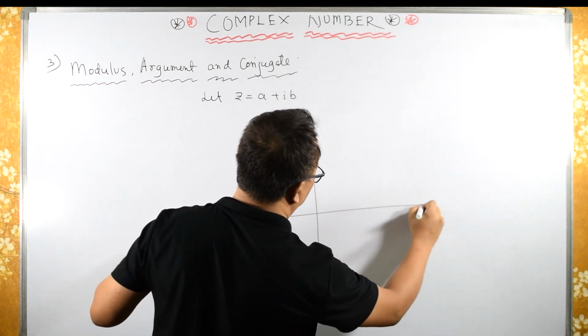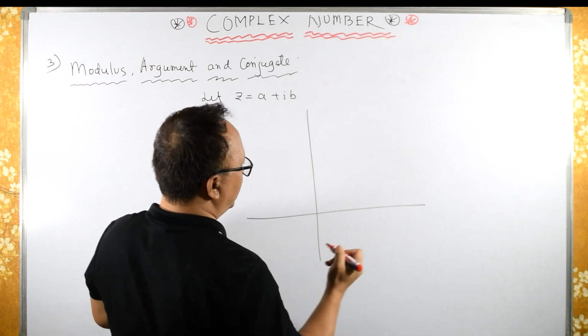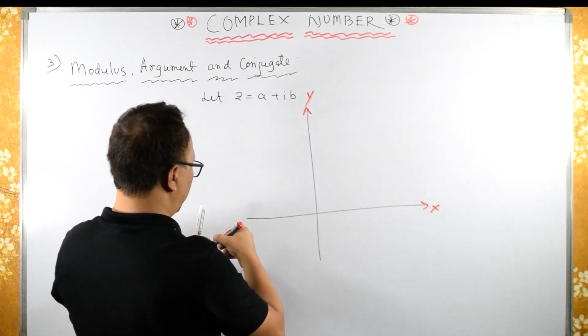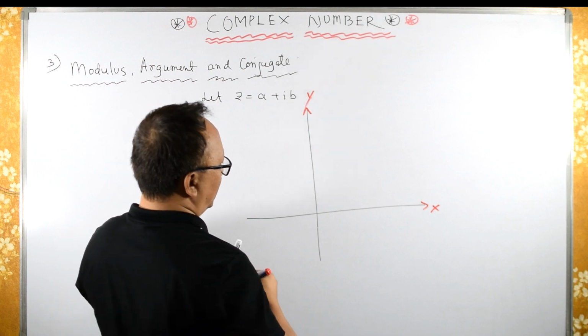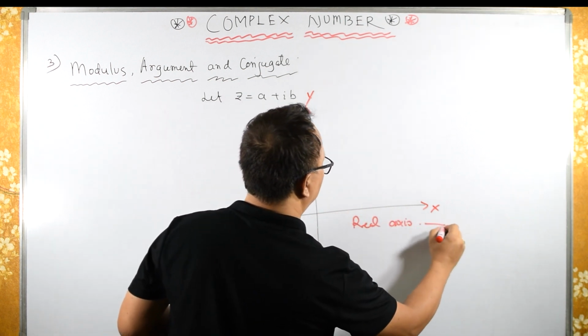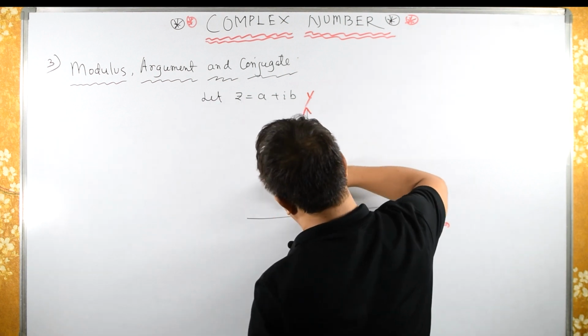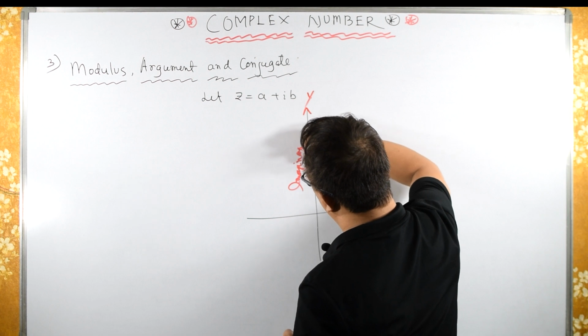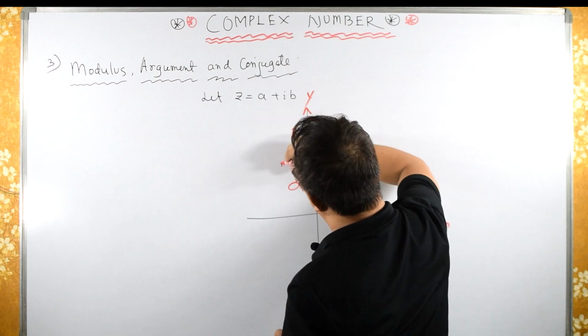Now here what we have? This is the x-axis and this is the y-axis. This is called the real axis, and here this is the imaginary axis, in this y.